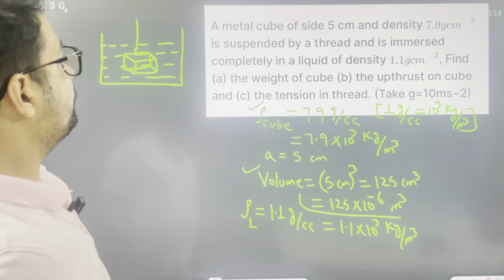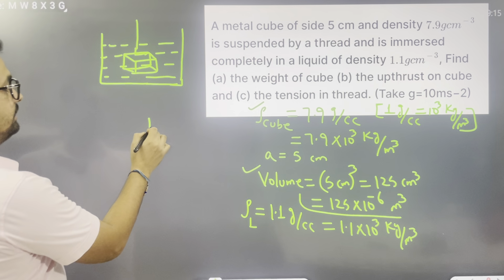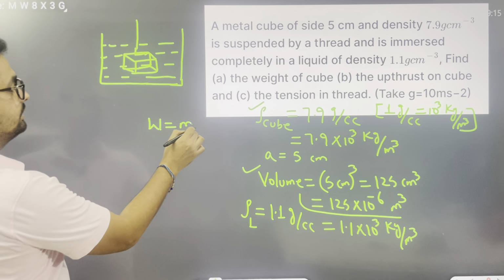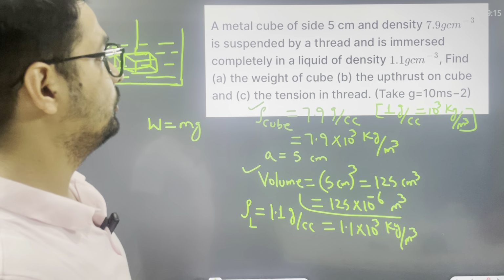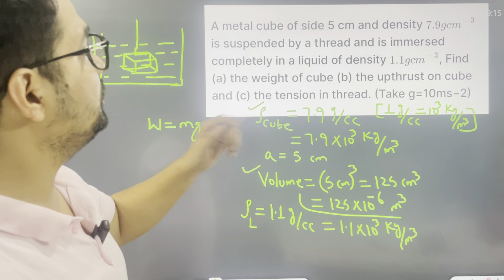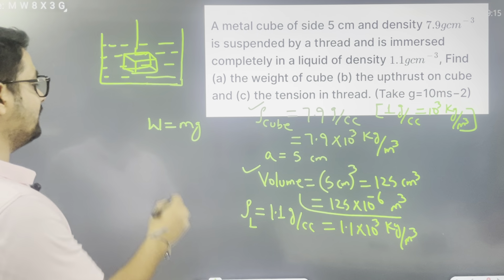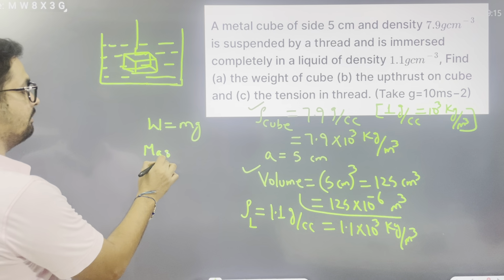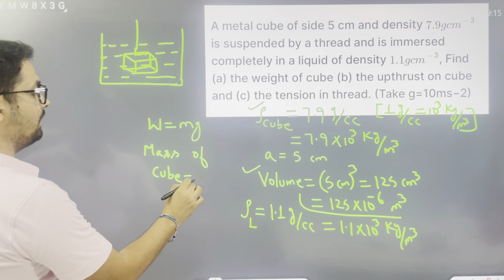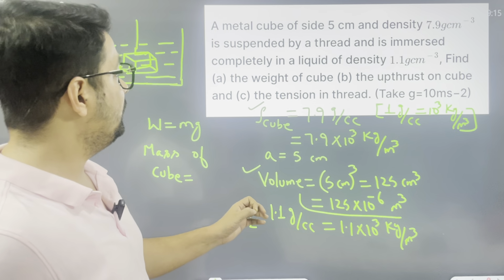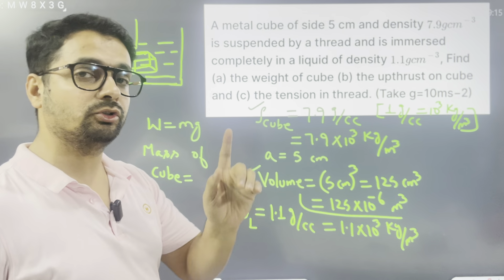Now first we have to find the weight of the cube. Weight equals mg. But here the mass of the cube is not given. The density of the cube is given, and the volume of the cube we already found. So we can find the mass of the cube. Mass of the cube is density of the cube times volume of the cube, because density equals mass by volume. So mass equals density into volume.